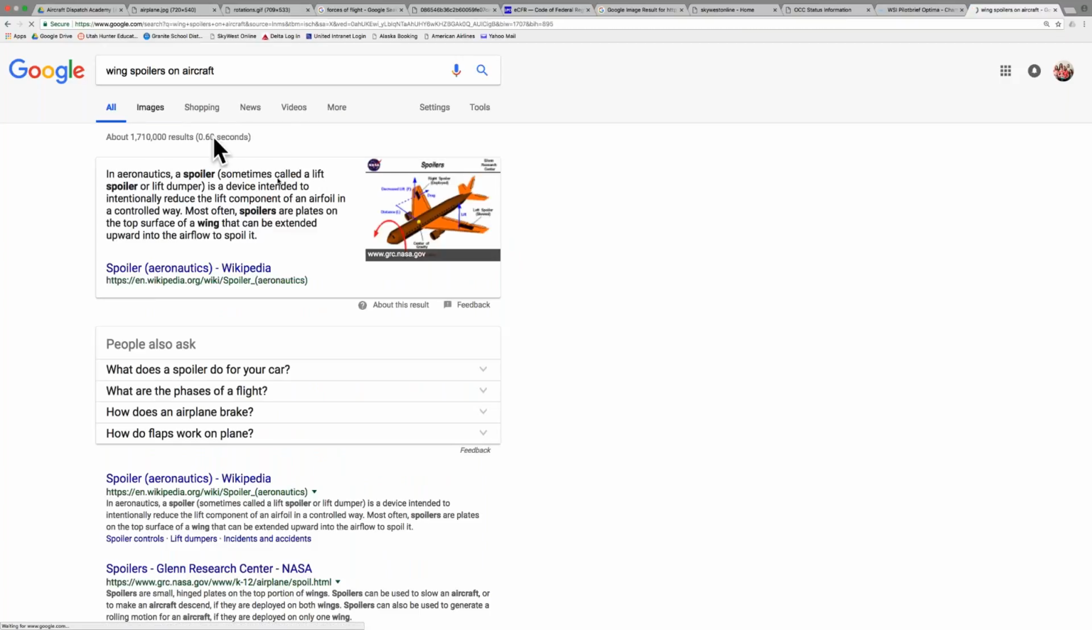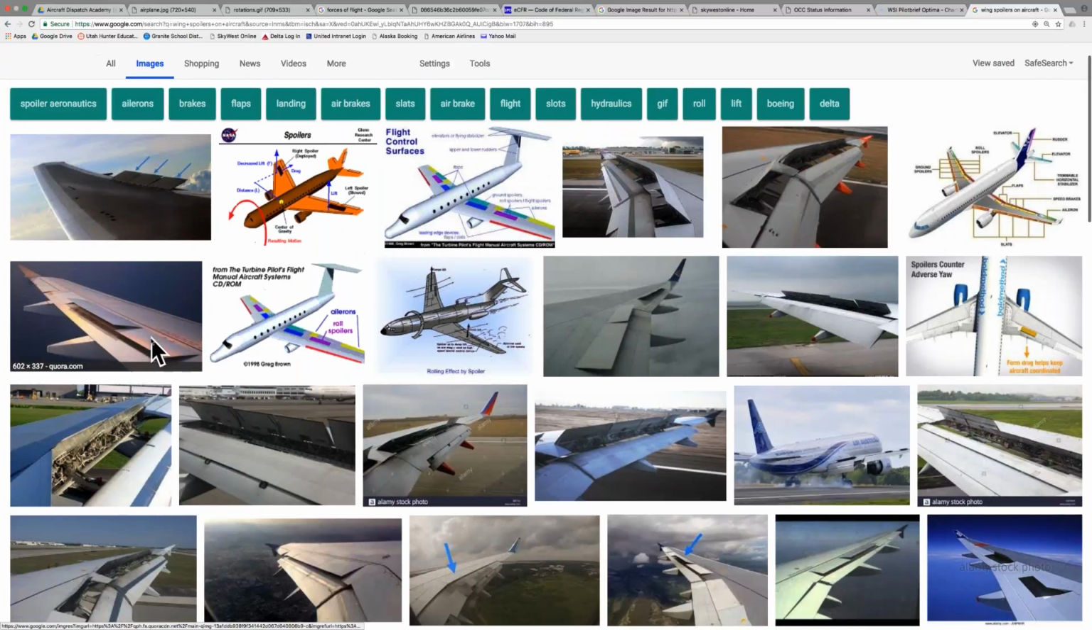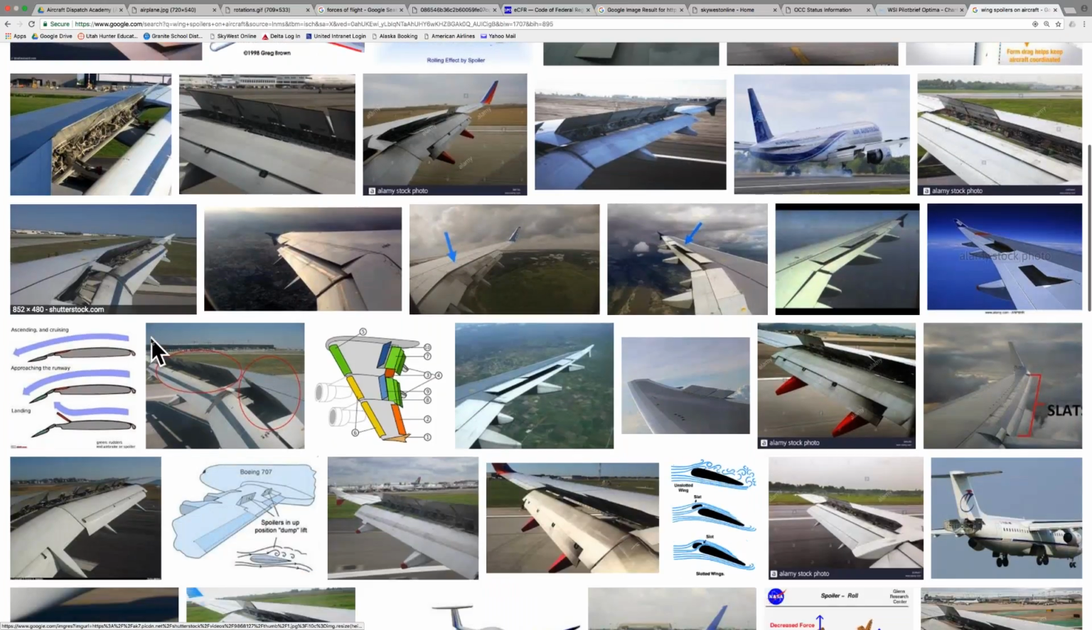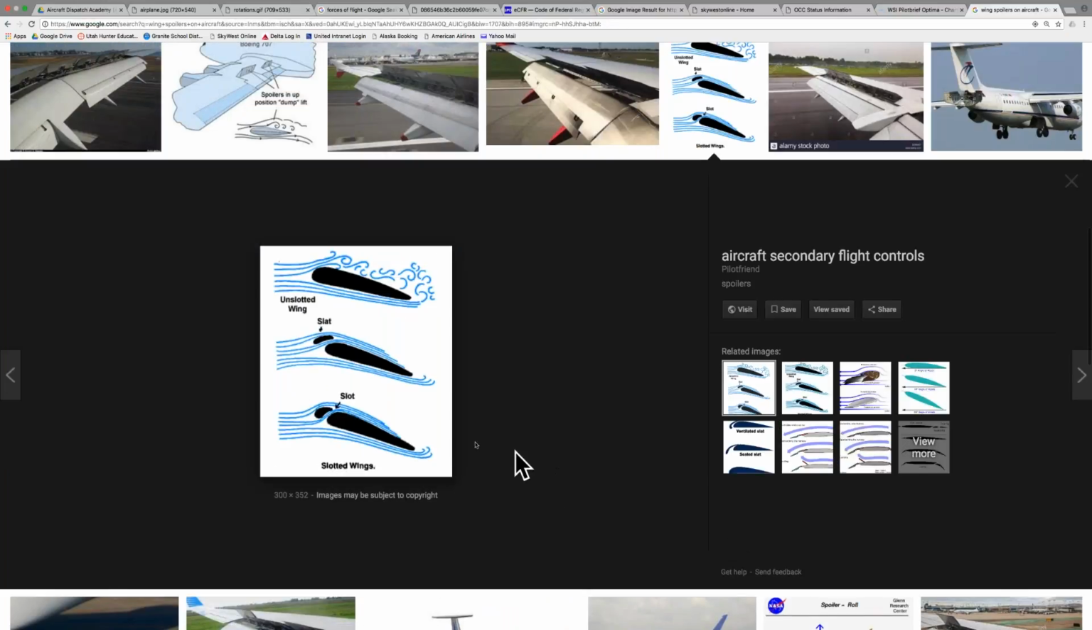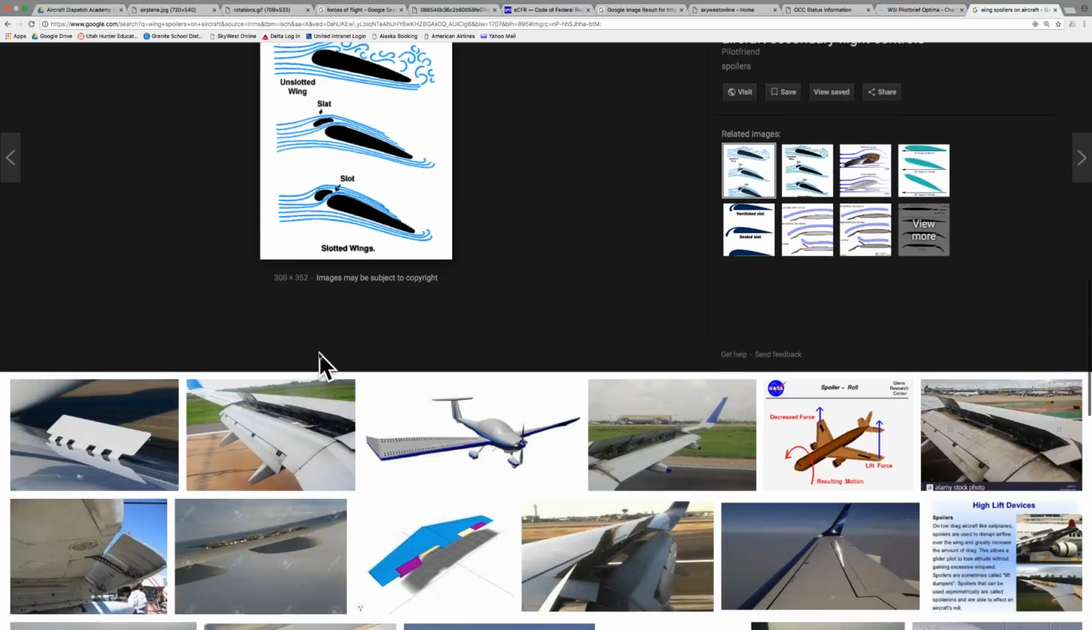Let me show you what they do. So these are the spoilers. Oh, so basically what happens is when those panels come up, the wind just gets disrupted coming over the top of the wing and just kind of spills off. So it reduces the amount of lift that the wing's generating to slow us down. It just creates more drag on the airplane.